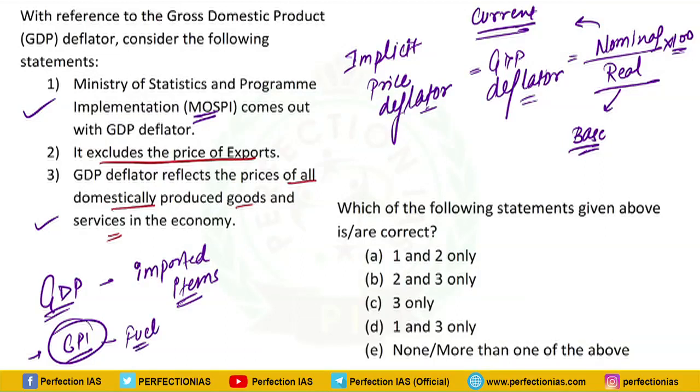But GDP will not include. Second thing is that GDP will include all the domestically produced items. So the correct answer of this particular question is going to be first and third. First is correct because it is released by MOSPI, Ministry of Statistics and Program Implementation. Second statement is incorrect because the price of exports is considered because they are produced in domestic boundary. Imports are not considered because they are produced in the domestic boundary of some other country.